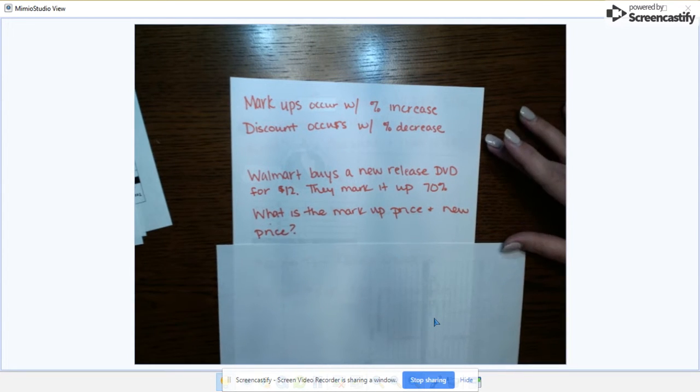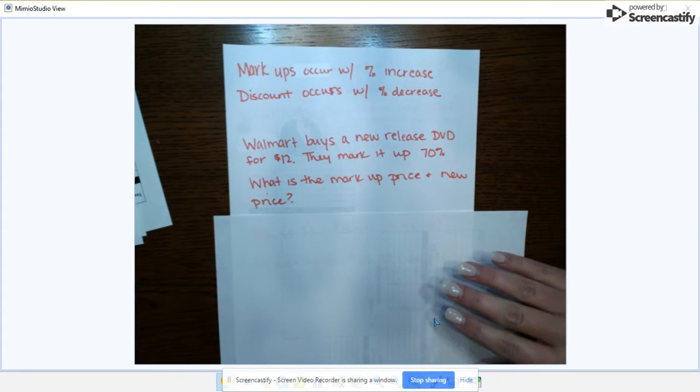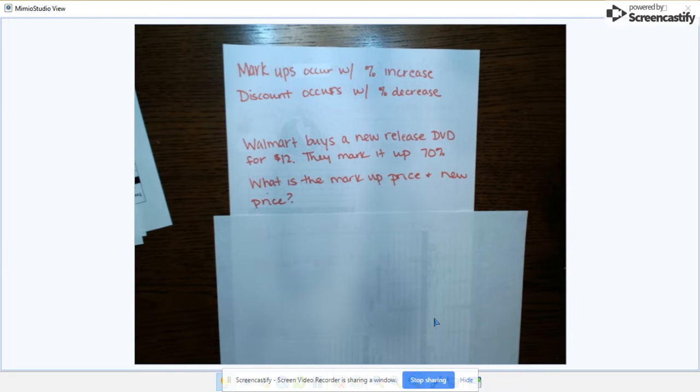Walmart can buy themselves a new release DVD for $12, but then when they sell it to us, they mark it up 70%. So we want to know, what is that markup price? How much extra are they charging us? And then what is that new price that we actually have to pay?